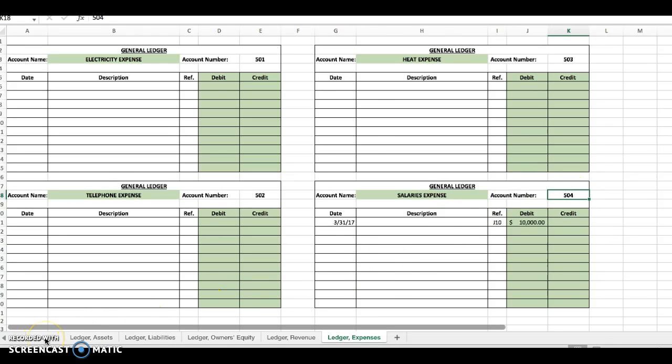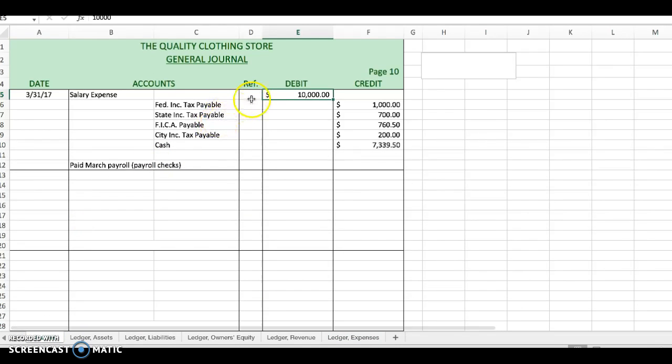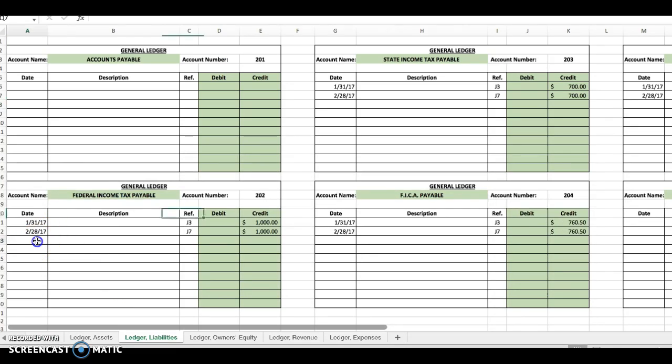If we go back down here to the tab, to the journal, we will put in account 504 for that part of the entry. So we've debited salary expense by 10,000. This says federal income tax payable credited by 1,000. That's a liability account. I find federal income tax payable, 331.17, and I credit 1,000. That's what it was, and I will put in the journal page.